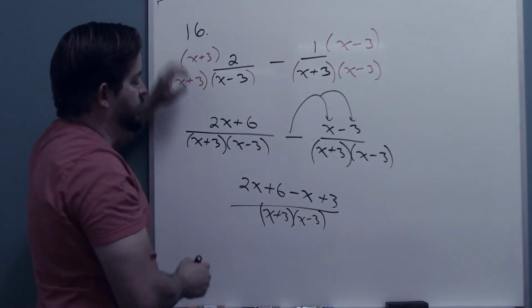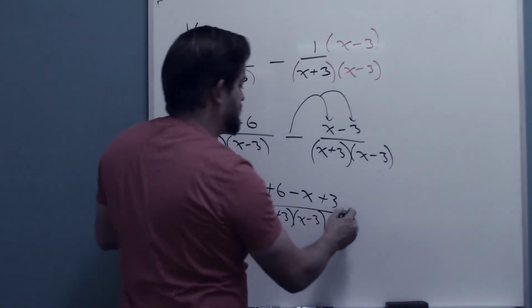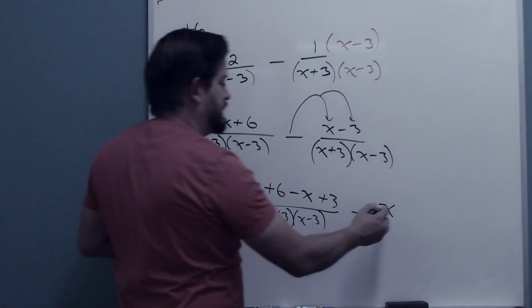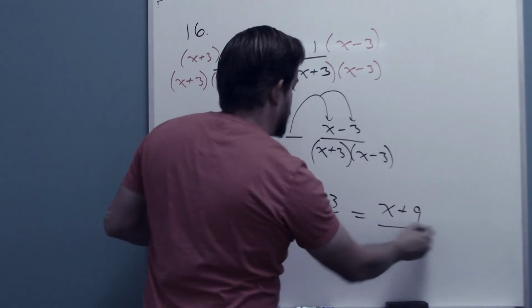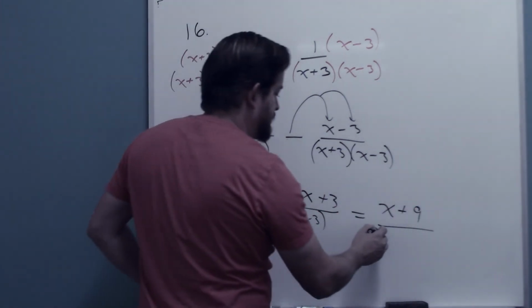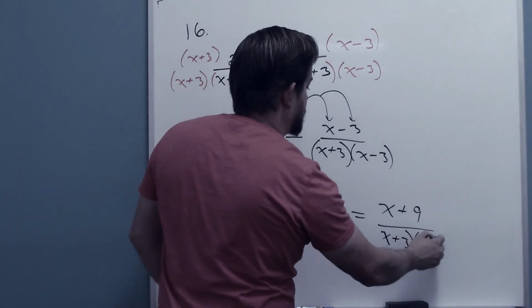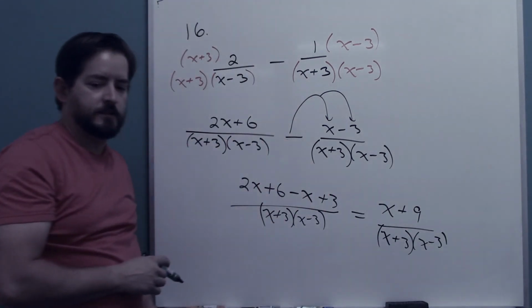And then I'll simplify what I can. 2x minus x is just an x. 6 plus 3 is 9, so I have plus 9 over that x plus 3 times x minus 3. And you can't do anything with that. There's no simplification here, and so we're done. That's our final answer.